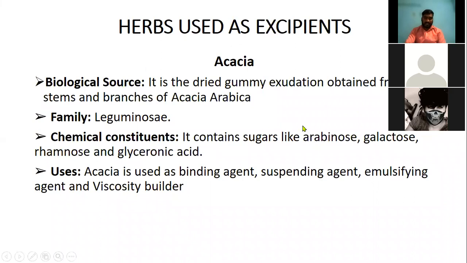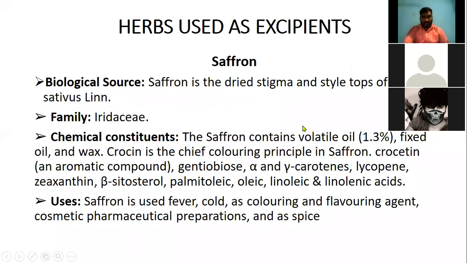Then we will see another one, saffron. Everyone knows about saffron. For saffron we use the dried stigma and style stalks of Crocus sativus, which belongs to family Iridaceae. Mostly people are using saffron for many purposes and for the various pharmacological activities that it has.